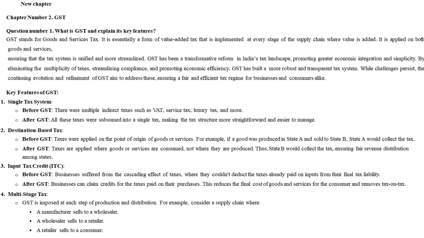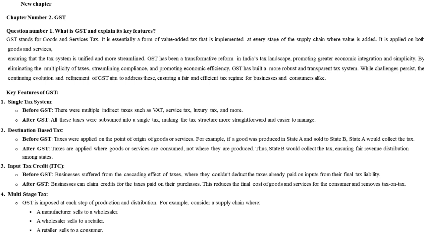2. Destination-based tax. Before GST, taxes were applied on the point of origin of goods or services. For example, if a good was produced in State A and sold to State B, State A would collect the tax. After GST, taxes are applied where goods or services are consumed, not where they are produced. Thus, State B would collect the tax, ensuring fair revenue distribution among states.